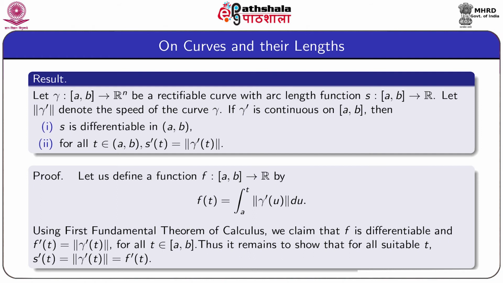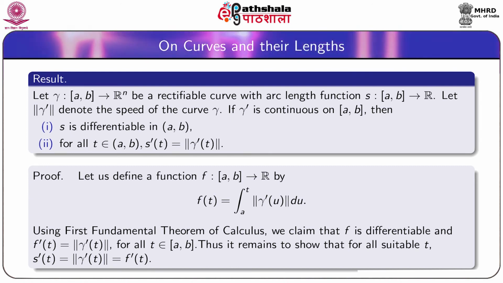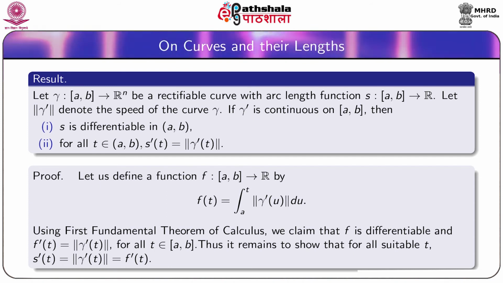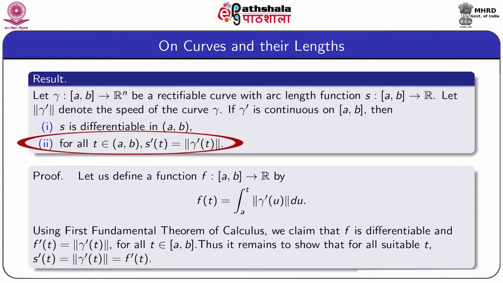Result. Let gamma from the bounded closed interval [a,b] to R^n be a rectifiable curve with arc length function s from [a,b] to R. Let the norm of gamma' denote the speed of the curve gamma. If gamma' is continuous on the closed interval [a,b], then we have, first, s is differentiable in (a,b). Secondly, for every t in the open interval (a,b), s'(t) is nothing but the norm of gamma'(t). We shall prove this result, but before that, we notice that if this result is true, then our earlier proposition is also true. We proved the inequality, so it will now be equality.